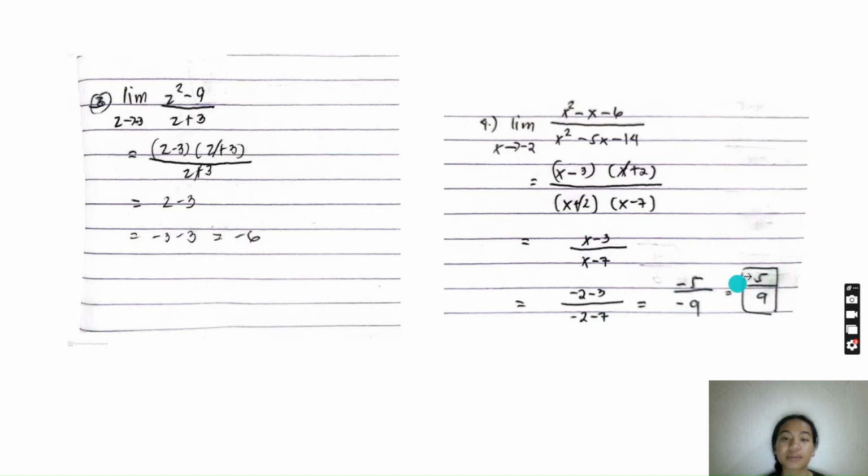Therefore, the limit of x squared minus x minus 6 all over x squared minus 5x minus 14 as x approaches negative 2 is 5 over 9. Meaning to say, the values are approaching 5 over 9.